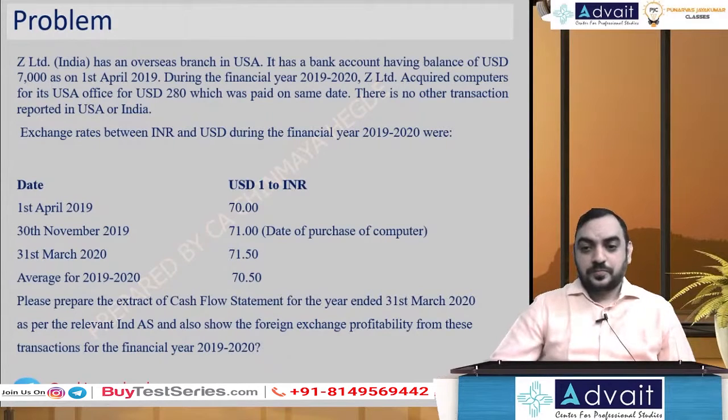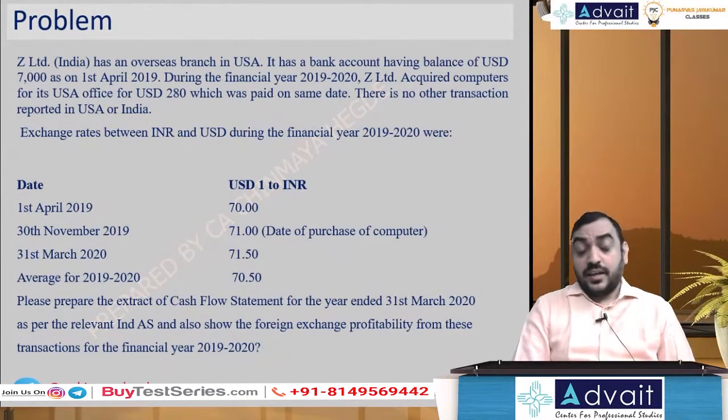Okay, next one. Z Limited India has an overseas branch in USA. Oh, they're talking about Ind AS 21 here. It has a bank account having USD balance of USD 7,000 on 1st of April 2019. During the financial year 19-20, Z Limited acquired computers in USA for its office for USD 280, which was paid on the same day. There is no other transaction reported in USA or India.